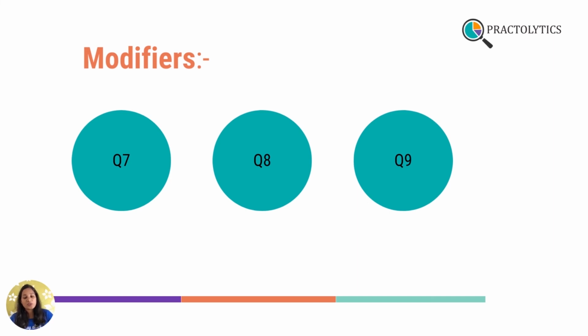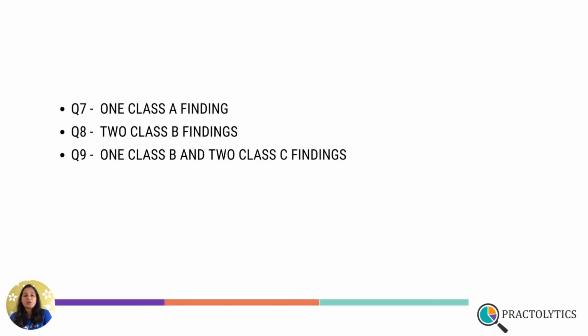Again, here comes the question. What are these modifiers and how to use them? No worries, I will tell you what those are. Q7 has to be utilized if you find 1 class A finding. Similarly, Q8 is for 2 class B findings. And then Q9 is for 1 class B and 2 class C findings.